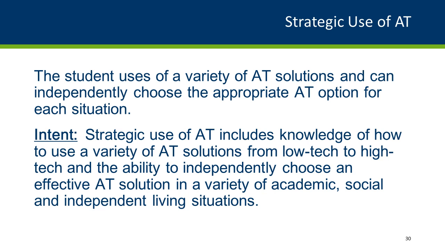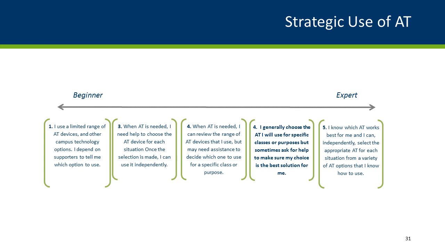This is kind of the higher order thinking of strategically using assistive technology, knowing how to use various options, when you might use a low-tech device as a backup or in a different appropriate situation. In other words, being really sophisticated about how and when you use your assistive technology. So on the expert level with this, a student would know what assistive technology works best and can independently select the appropriate assistive technology for various situations.